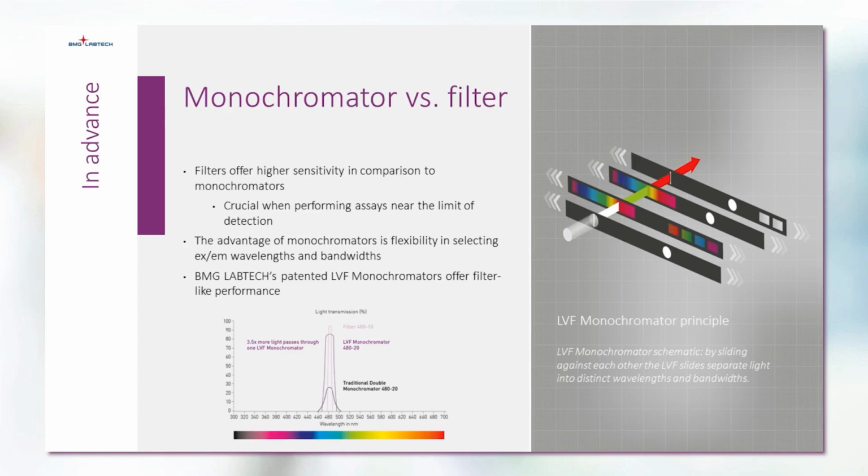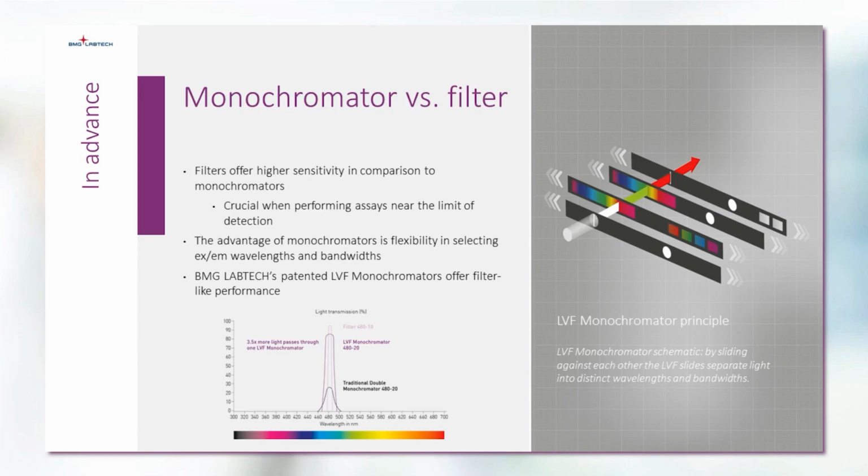Another point to consider in regard of wavelengths and bandwidth is the choice between filters and monochromators. Filters offer higher sensitivity in comparison to monochromators, but are limited to a specific wavelength and bandwidth. This increased sensitivity is especially beneficial when performing assays near the limit of detection. While filters might be more sensitive, monochromators offer huge flexibility by allowing manual selection of excitation and emission wavelengths and bandwidths. But ideally, you want both flexibility and sensitivity, right?